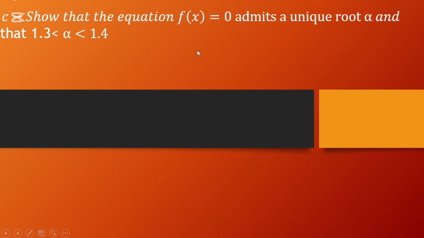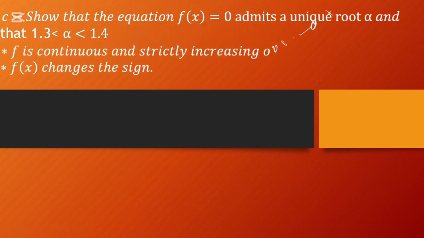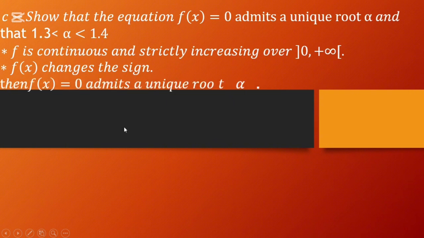Okay, f is a continuous function and strictly increasing over 0 to plus infinity. F of x changes the sign from minus infinity to plus infinity. Then f of x equals 0 admits a unique root alpha. We have to prove that alpha is between 1.3 and 1.4. So we have to prove that f of 1.3 times f of 1.4 is negative.